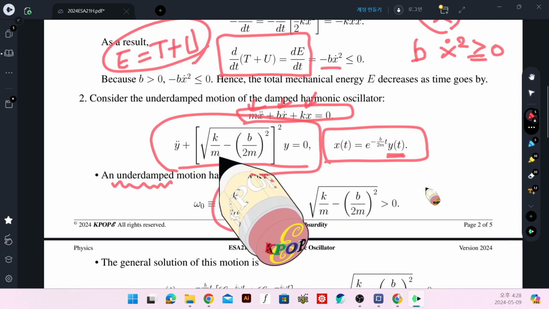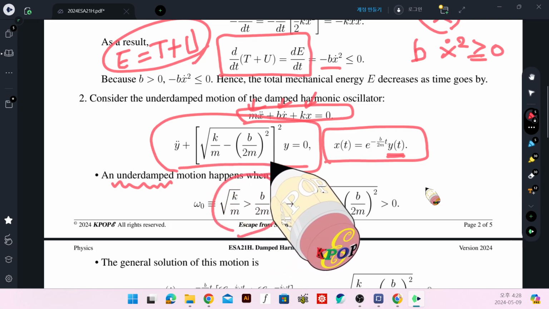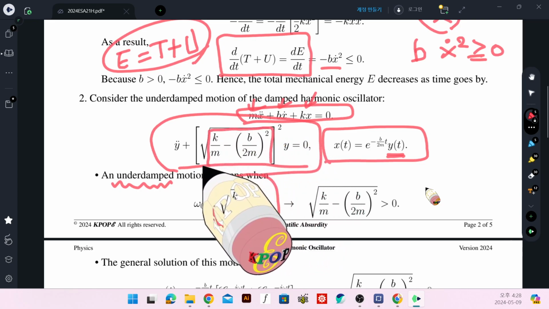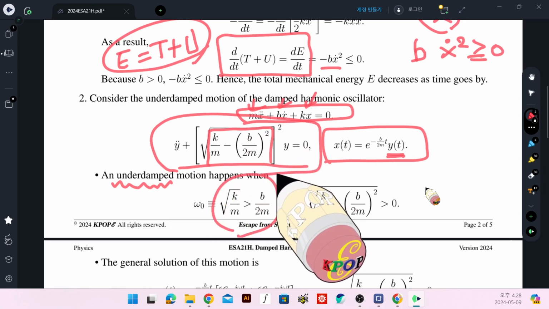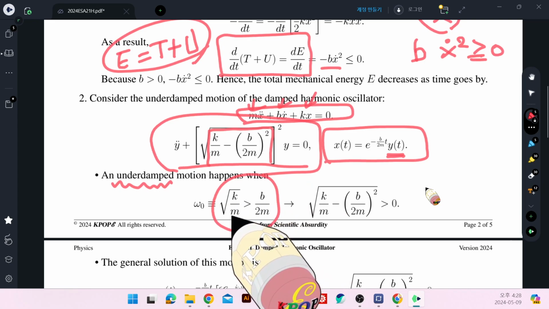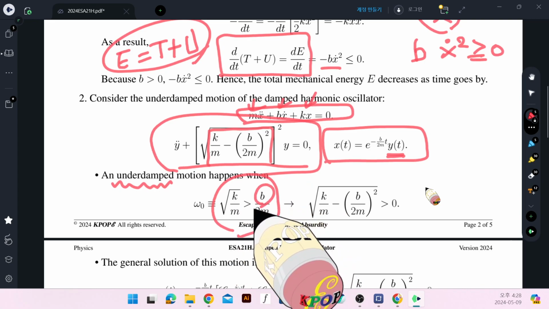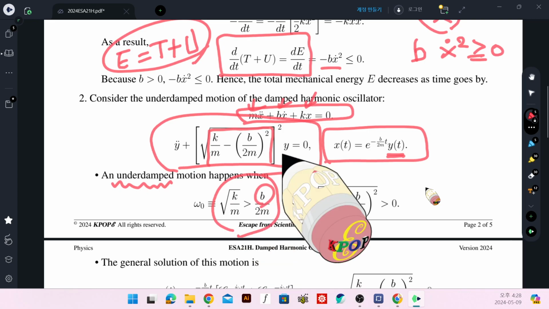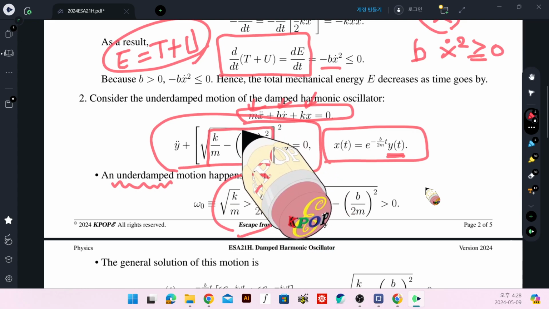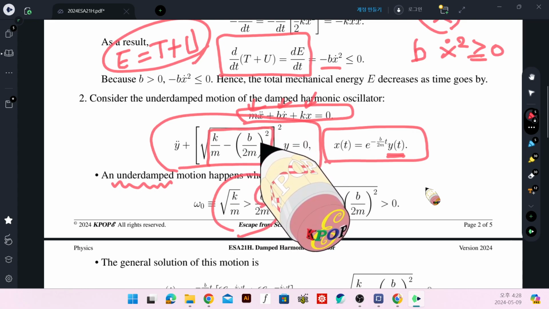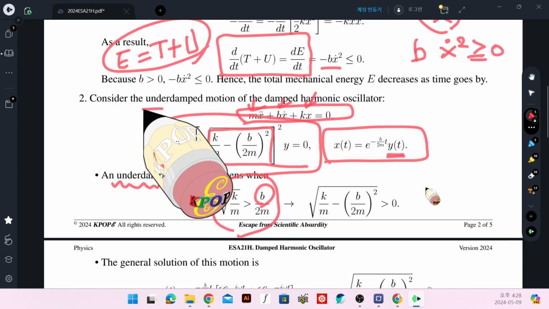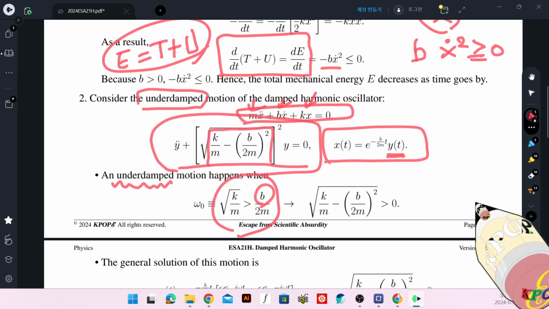This means that the term inside the square root is positive. So the spring constant is strong enough to win the game against the damping coefficient. A little bit weaker damping force is applied to the system, and then we say it is an underdamped motion.